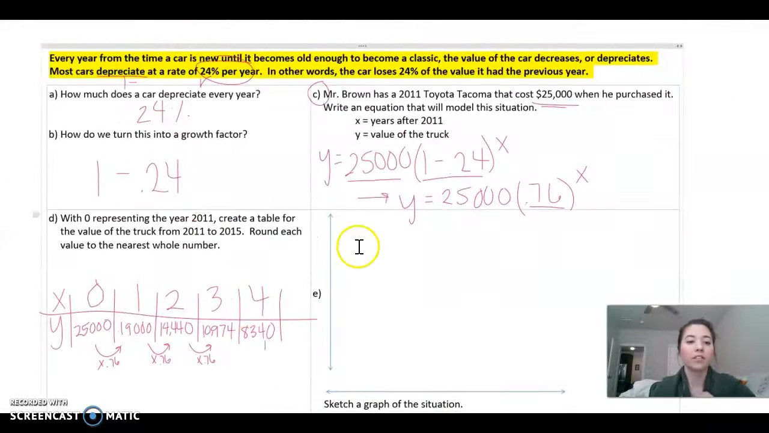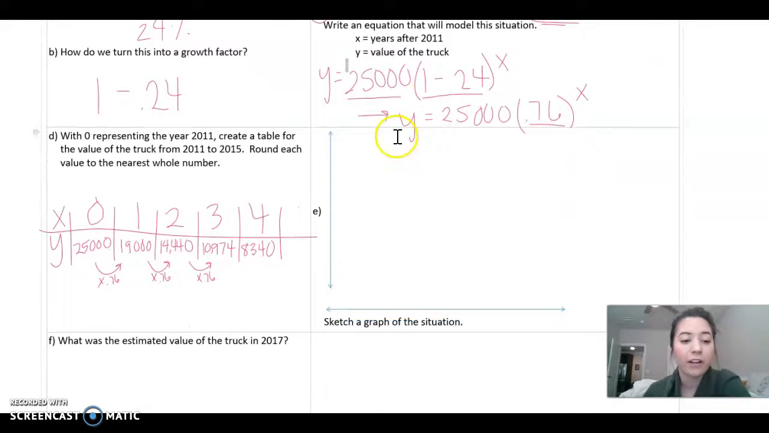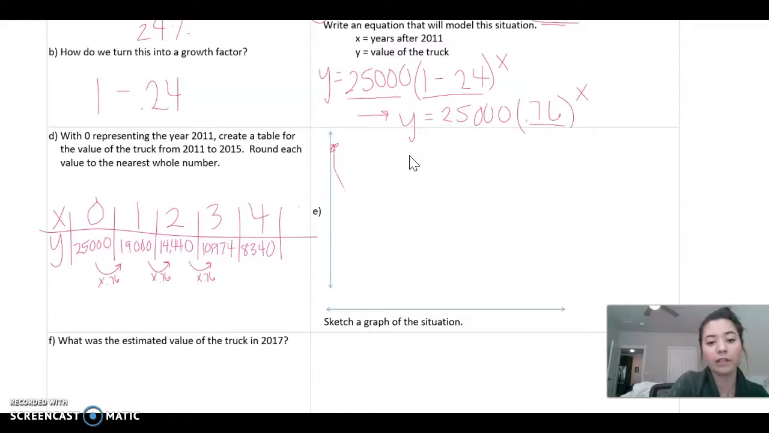All right, so again, to turn it into a growth factor, 1 minus our rate, that is our multiplier. We can simplify that to get our actual B value. To create your table, start at your initial value, use your multiplier. Now these decay functions tend to look like the letter L. So my car started at a cost way up here, and it's losing its value over time.